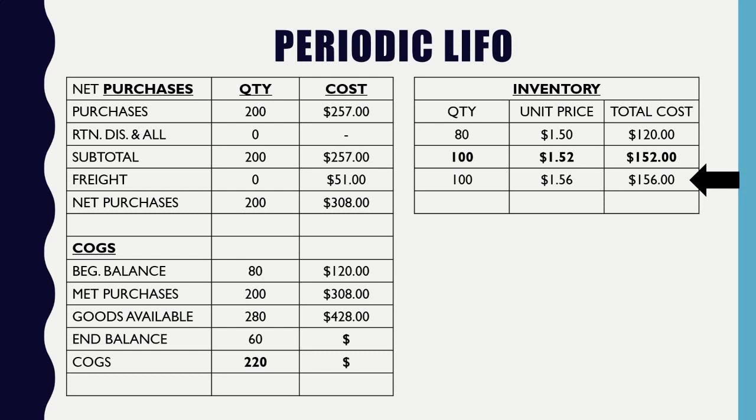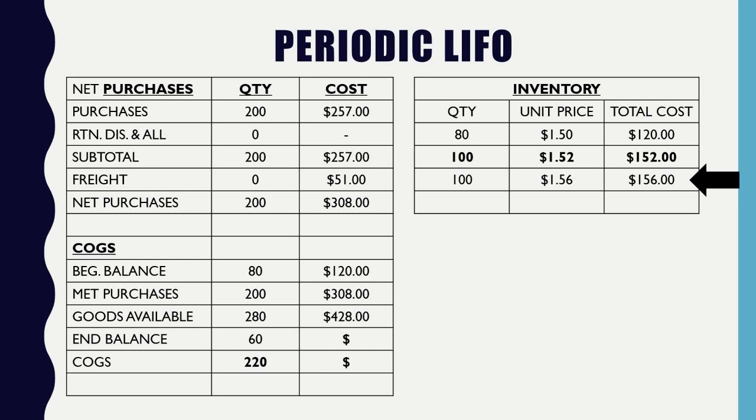Now, once again, we're going to take a look at our inventory on hand, or what available goods we have. In this case, we have my 80, 100, and 100. The 80 is at $1.50. My 100 in the middle is for $1.52. And the last batch that I bought recently on the 23rd of June was for $1.56.